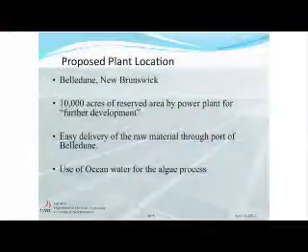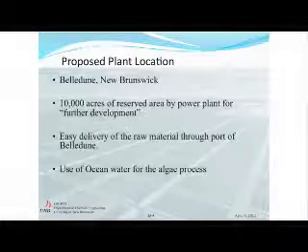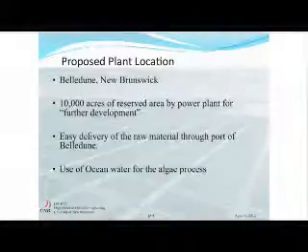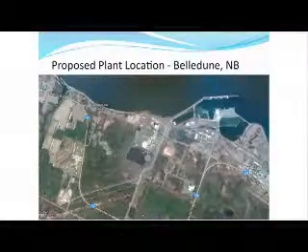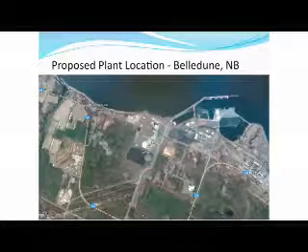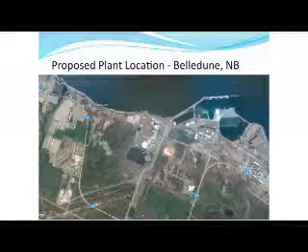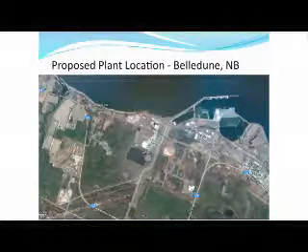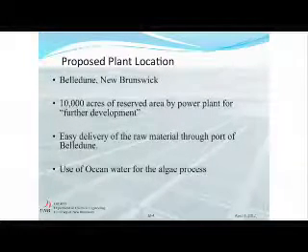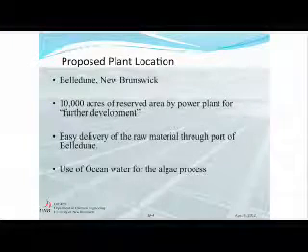We have noticed several advantages of the plant being chosen at Belledune. Some of them being the vast amount of land that is available for further development, which is about 10,000 acres. That is the empty green space that you can see around the power plant facility. There is also the easy delivery of raw materials through the port of Belledune. The port is this facility over here, just at the Chaleur Bay. And also the algae process requires a lot of water, for which the ocean water can be pumped.